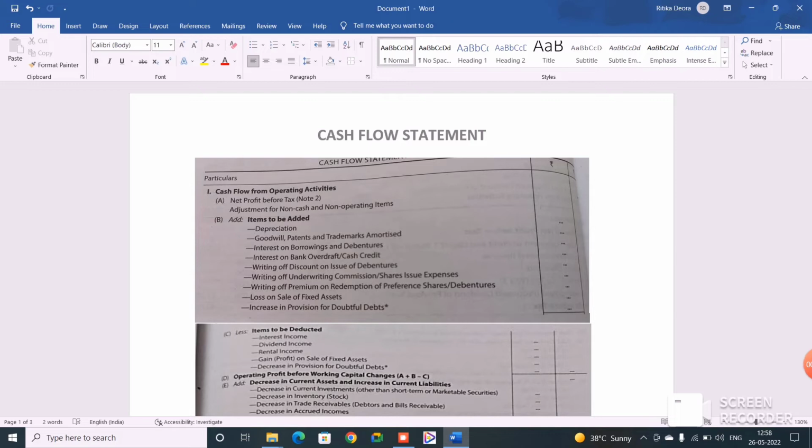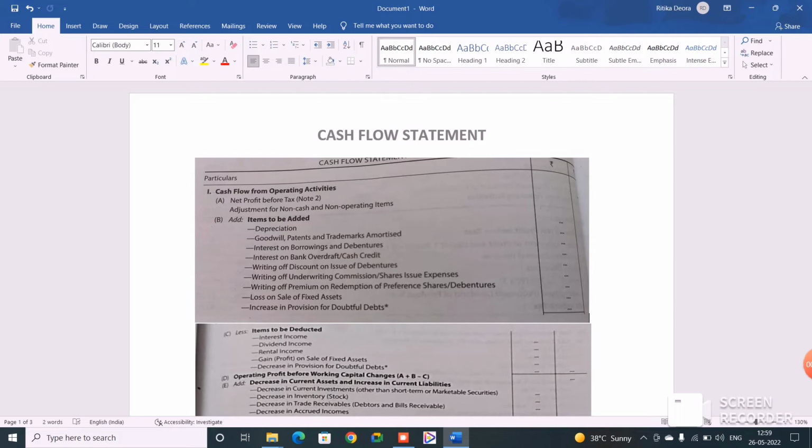Now, if you are given securities premium reserve, will you add it? The answer is no. Why? Because we don't transfer our profit into securities premium reserve. What do we transfer into securities premium reserve? We add the premium which we get on issue of shares or debentures. We add that premium into that reserve, right? So we are not transferring our profit into that reserve, right?